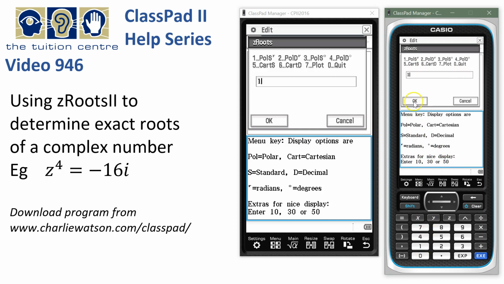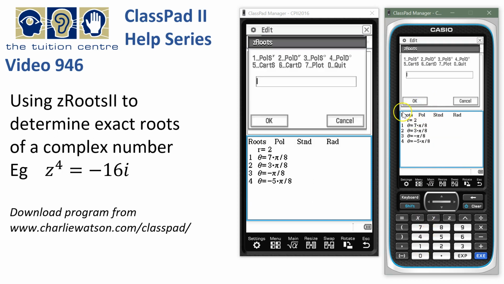Number 1, it's giving us the roots in polar form. Standard means it's going to give them in an exact form and in radians. So here we go. R cis 7 pi by 8, 3 pi on 8, minus pi by 8, minus 5 pi by 8. Very nice. No scrolling over lots of screens.